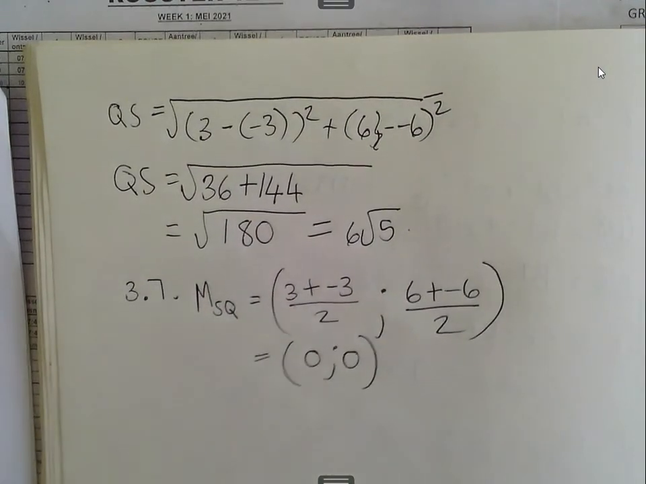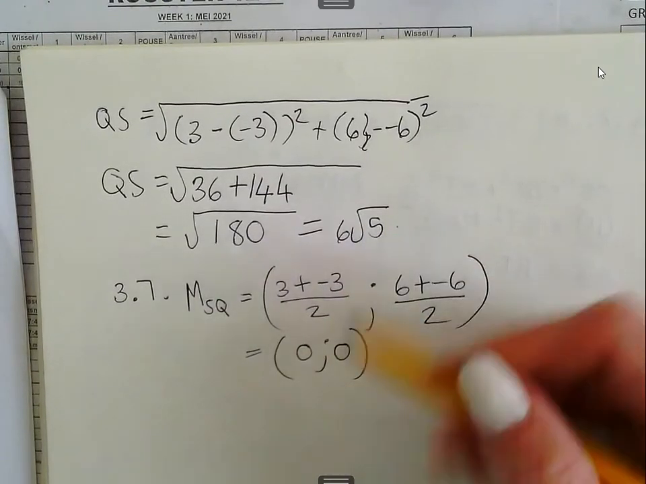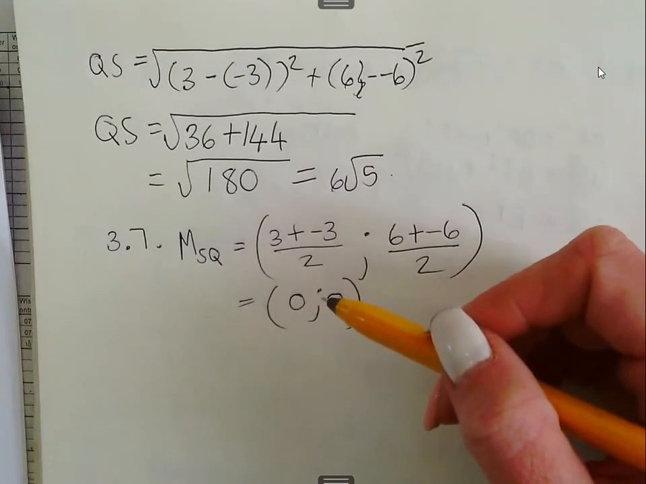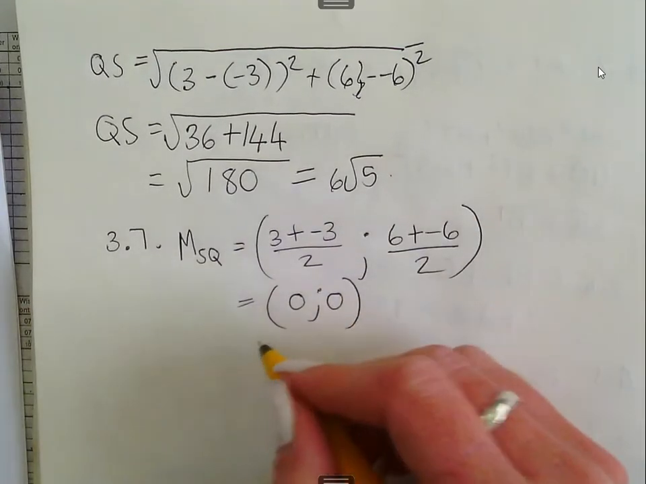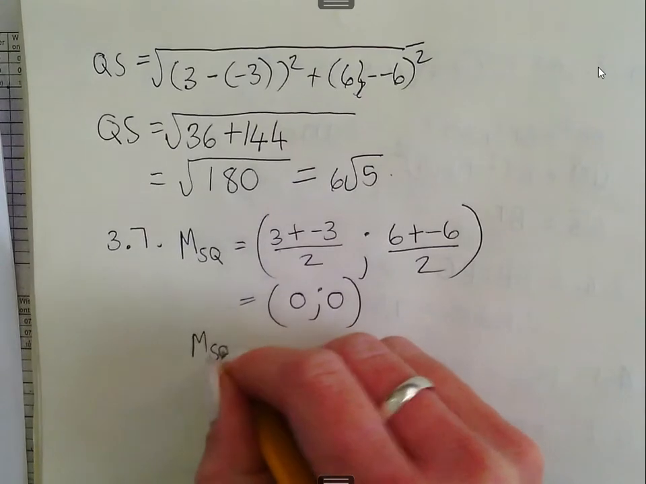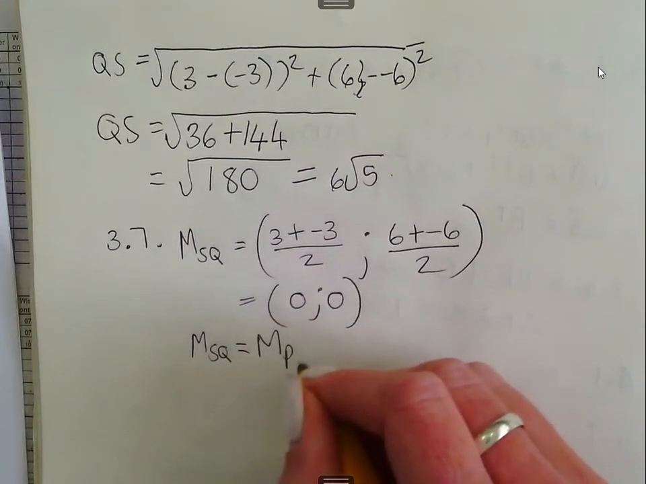There's a difference between 0 divided by 2 and 2 divided by 0, ne? 0 divided by 2 is 0, but 2 divided by 0 is not allowed. That's a mathematical error. Okay, so now I have the answer of this midpoint. The midpoint of SQ is the same as the midpoint of PR, sorry.